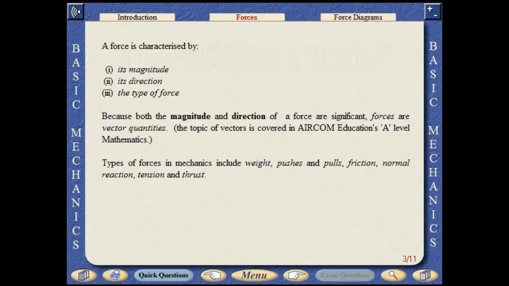A force is characterized by its magnitude, its direction, and its type. Because both the magnitude and direction of a force are significant, forces are vector quantities. Types of force in mechanics include weight, pushes and pulls, friction, normal reaction, tension, and thrust.